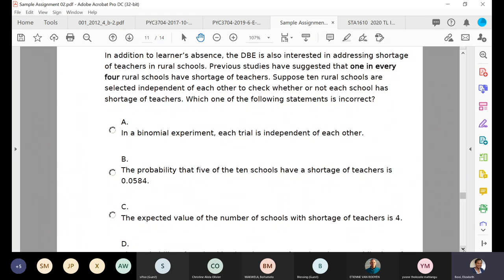So now we move on into binomial distributions of the discrete probability. In addition to the learner transport or learner absence, the Department of Basic Education is also interested in addressing the shortage of teachers in the rural areas. Previous studies have suggested that one in every four rural schools has a shortage of teachers. Suppose 10 rural schools are selected independent of each other to check whether or not the school has a shortage of teachers. Which one of the following statements will be incorrect?